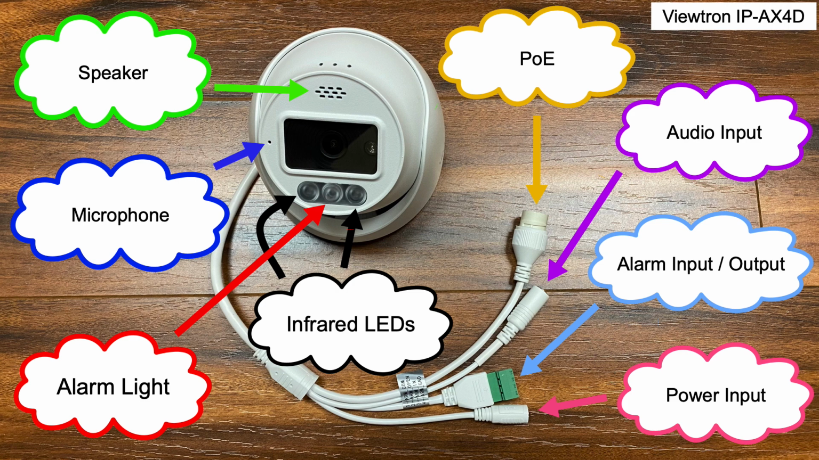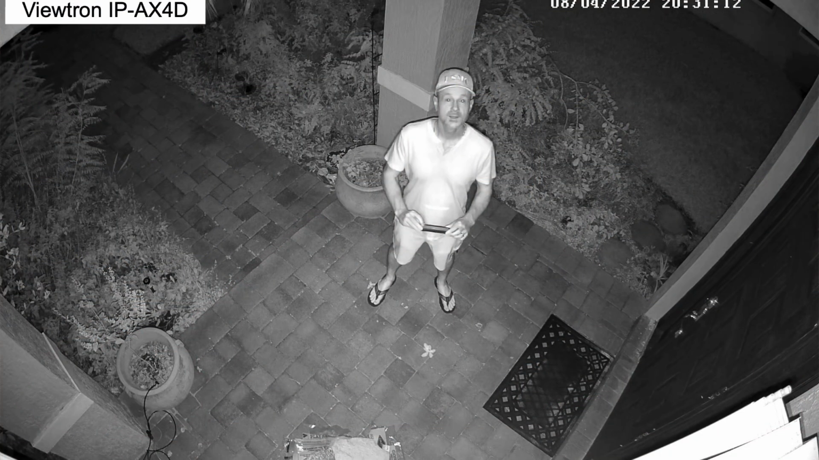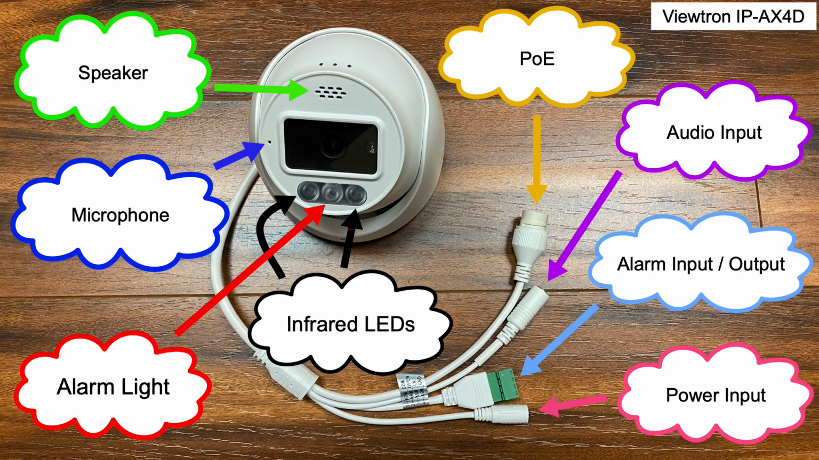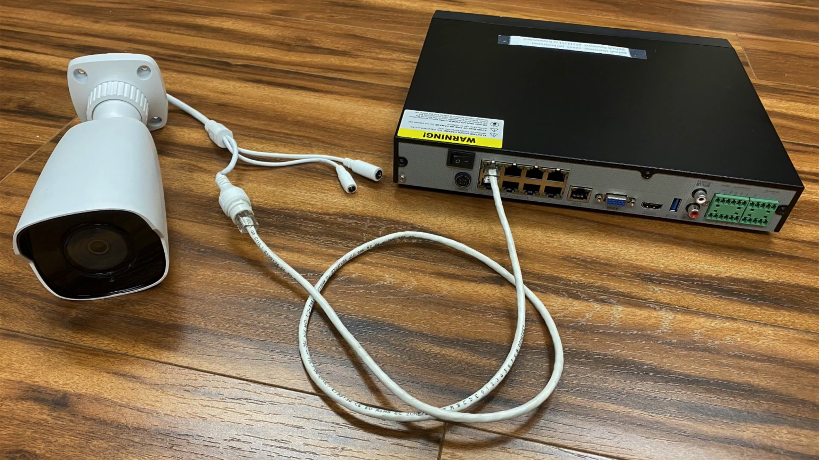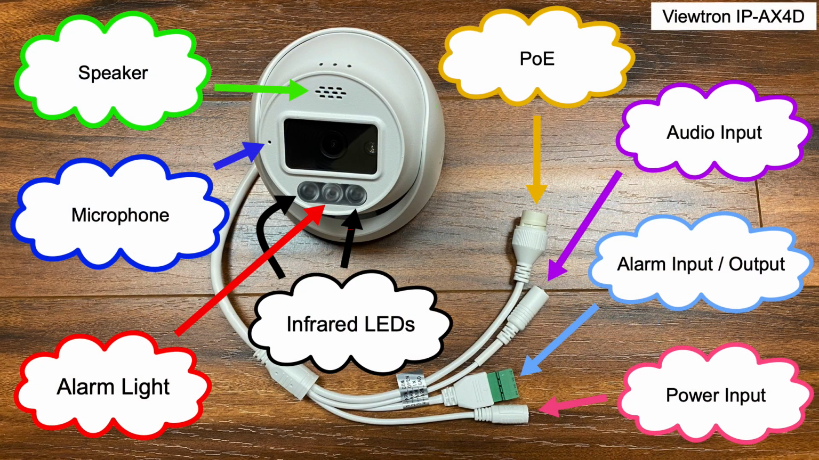This camera has built-in IR LEDs, so it can see in zero light with its IR night vision. It's power over Ethernet. So this connects directly to our Viewtron NVRs. Our Viewtron IP camera NVRs have PoE ports on the back, so you simply run a Cat5e or Cat6 network cable from the recorder to this camera, and it provides the connectivity for the video and the power. There's also an external audio input, so if you want to use an external microphone with this camera, you can.